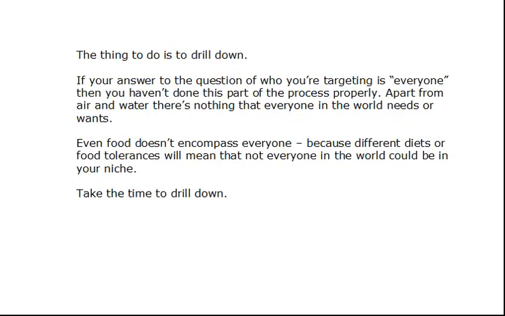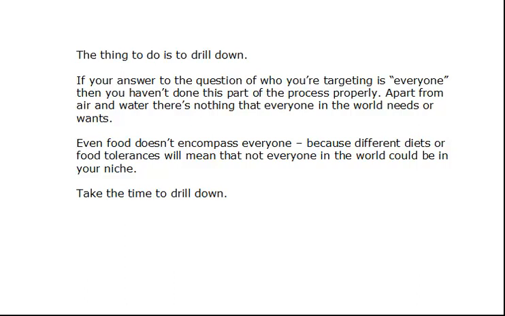And the thing to do when you're deciding is to drill down. If your answer to the question of who you're targeting is everyone, then you haven't done this part of the process properly. Simple as that. Because apart from air and water, there's nothing that absolutely everyone in the world needs or wants. Even food doesn't encompass everyone, because different diets or food intolerances will mean that not everyone in the world could be in your niche. So take the time to drill down.